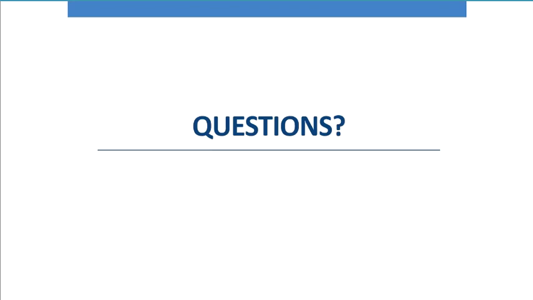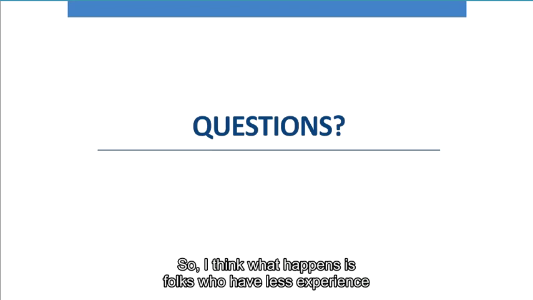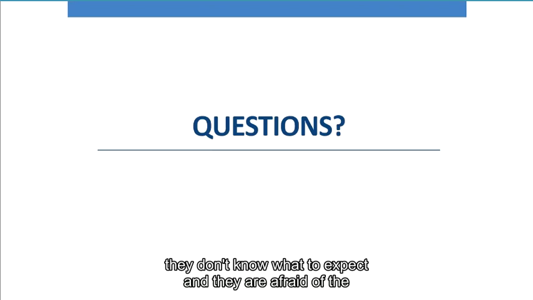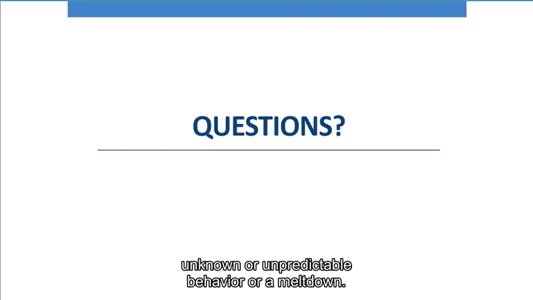So I think what happens is folks who have less experience with individuals on the autism spectrum are anxious because they don't know what to expect, and they're afraid of the unknown. They're afraid of unpredictable behavior. They're afraid of a tantrum or a meltdown or any of that.